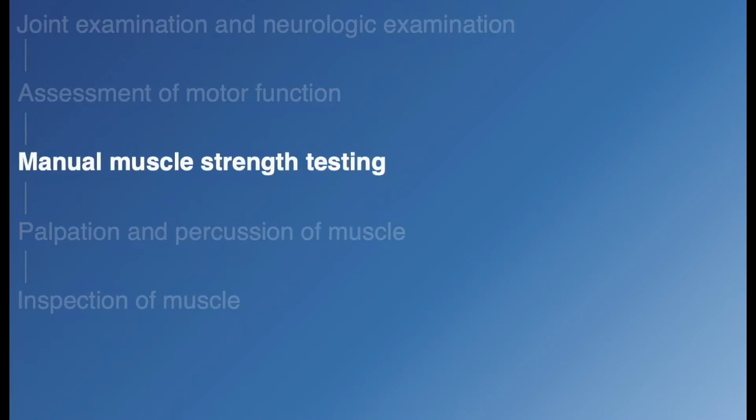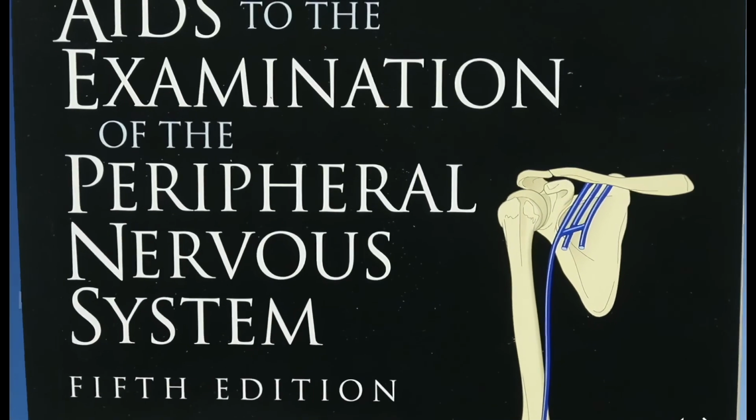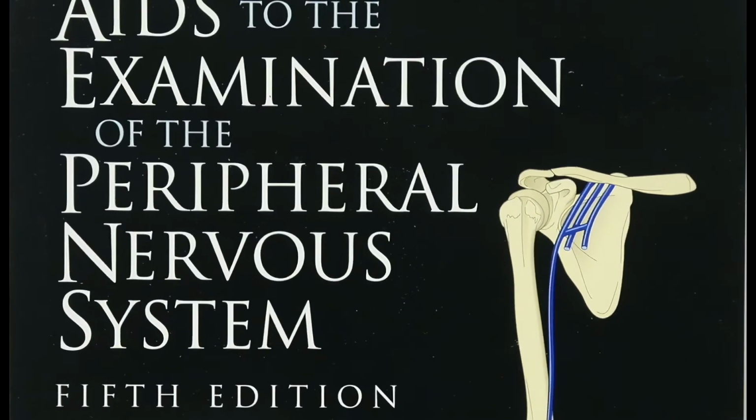Next, we will move on to the third step in the systematic approach to strength testing: manual muscle testing. The Medical Research Council's grading system for muscle strength is widely used, and that is the system we will adopt in our practical class.